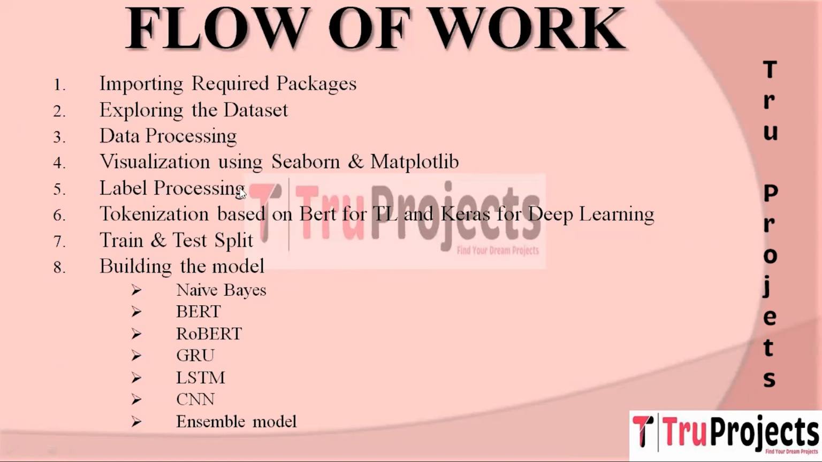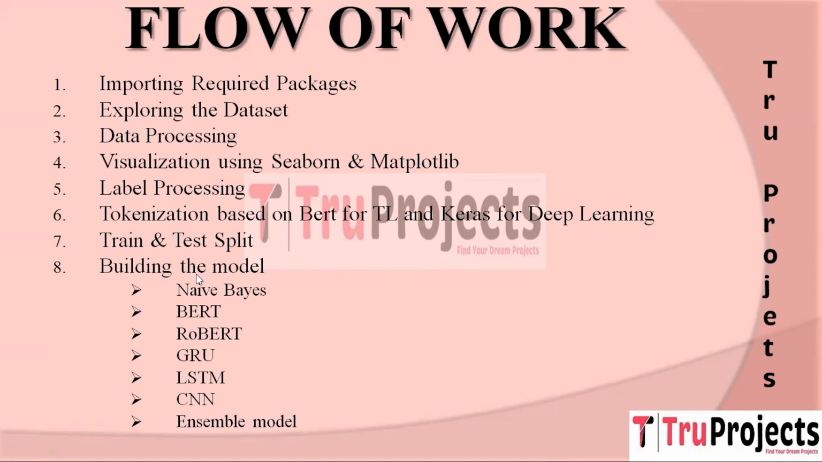In this step, we employ a label encoder to convert categorical labels into numerical values, enabling machine learning models to work with them effectively. The next step is tokenization based on BERT for transfer learning and Keras for deep learning. Here we tokenize the text data using BERT for transfer learning and Keras for deep learning, preparing it for model input. The next step is train and test split. In this step, we segregate the dataset into training and testing subsets. The training subset is used for model learning, while the testing subset evaluates the model's performance on new data.